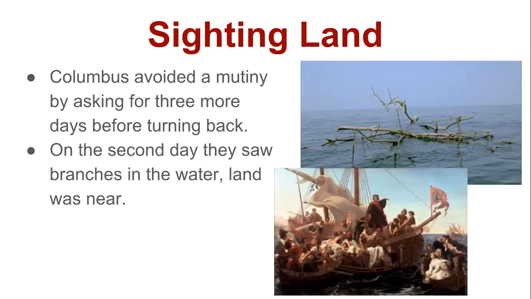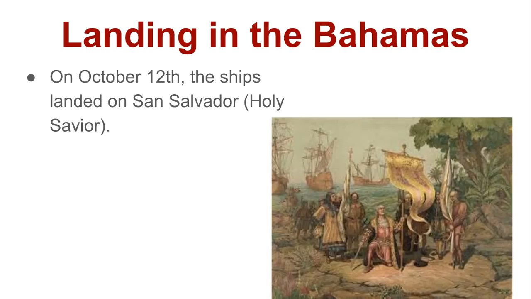Now, they don't see land right away. Instead, they see tree branches floating in the water. But the only way for tree branches to get into that particular water, with the way the currents and the wind were blowing, was if there was land actually nearby. Otherwise, those tree branches would have gotten waterlogged and they would have sunk. These were relatively fresh branches in the water. Land had to be nearby. And indeed it was. On October 12th, the ships land on the island of San Salvador, which is Spanish for Holy Savior, so named because this saved their voyage.